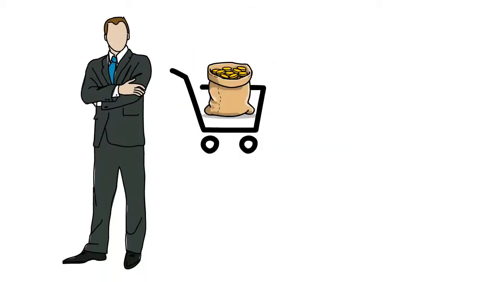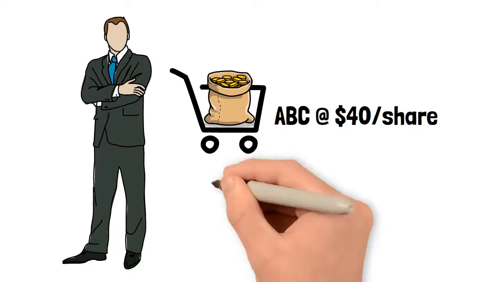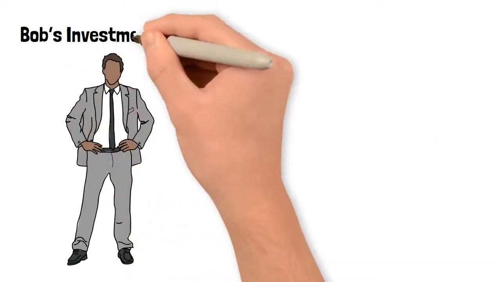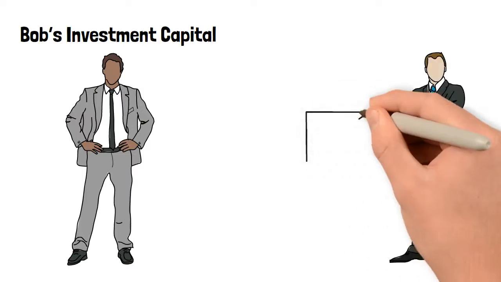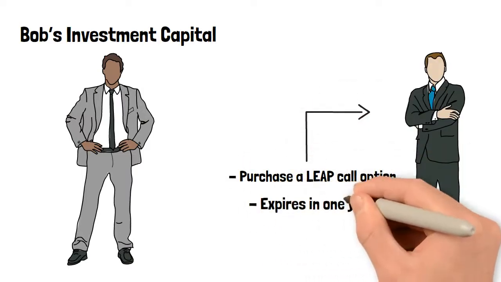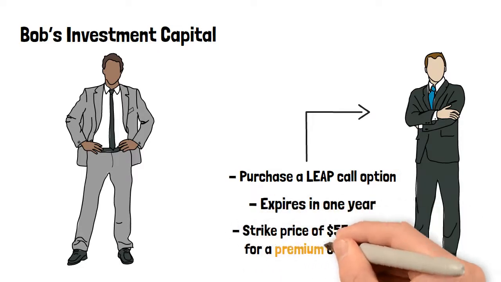John could simply buy shares of ABC at $40 per share now and hope that the stock price does climb in the months ahead. That, however, could tie up a great deal of John's investment capital for a significant period of time. John makes the decision to purchase a LEAP call option that expires in 1 year with a strike price of $55 per share for a premium of $5.